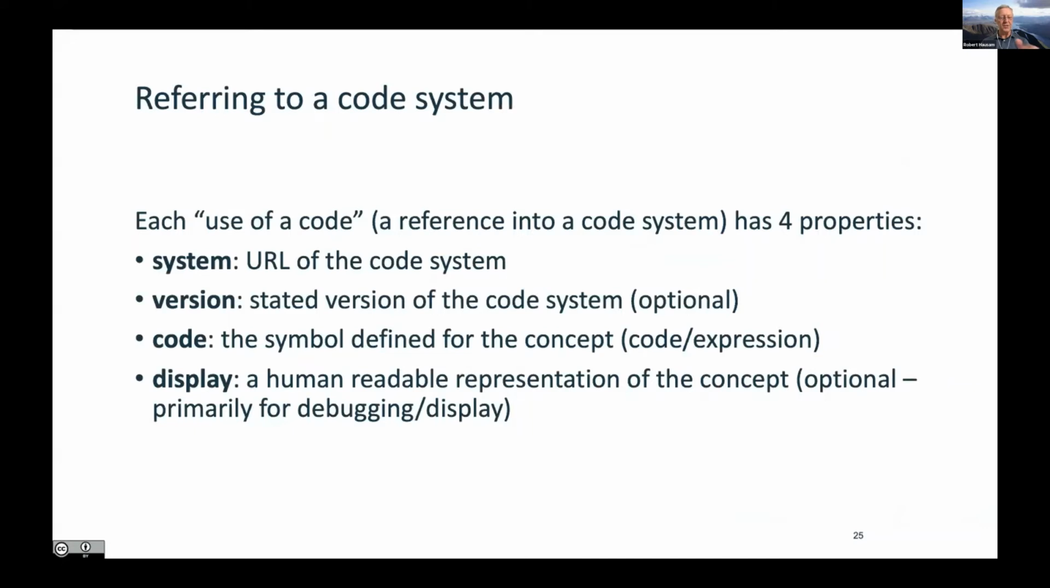So this just says about how you refer to a code system, and you have the system and version and the code itself, which is obviously the most critical thing, but the system is also critical. You have to know what code system it comes from, otherwise the code really doesn't have any meaning. Display is an optional item, but it may be extremely useful for human readable representation.